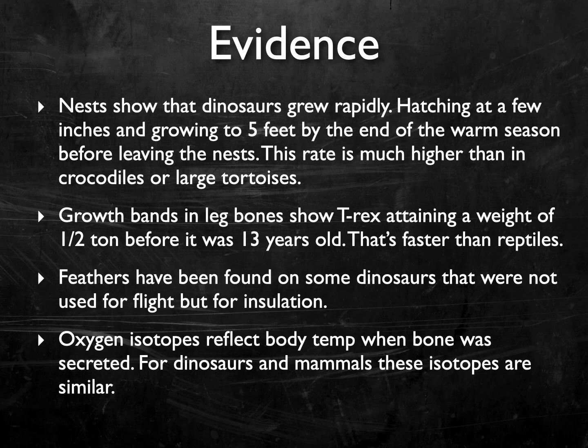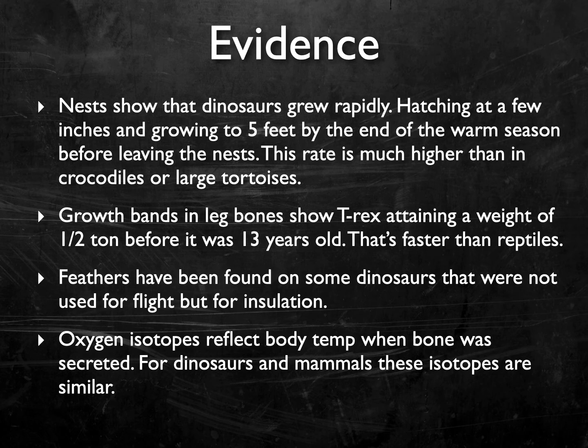Then finally, this is the smoking gun here. We've found feathers on some dinosaurs that were not there for flight, but were there for insulation. So feathers in birds, one of their main purposes is to help keep the bird warm. So those feathers on the dinosaurs, boy, that is like a smoking gun that these things had to be endothermic, had to be warm-blooded.